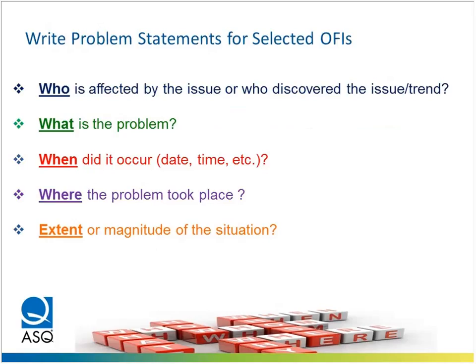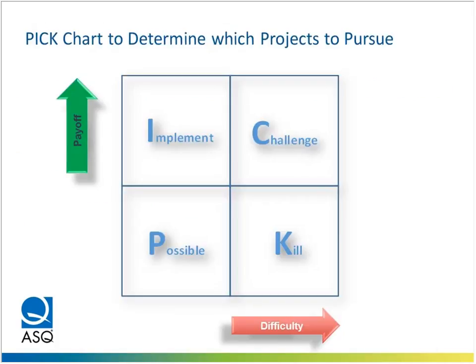Once we've written our problem statements for the selected opportunities for improvement, then we can take a pick chart to categorize them and start prioritization. A quick refresher for those of you who may have not used a pick chart in a while. A pick chart is a very simple 4-cell matrix that allows us to determine the payoff versus the difficulty in pursuing a particular project.